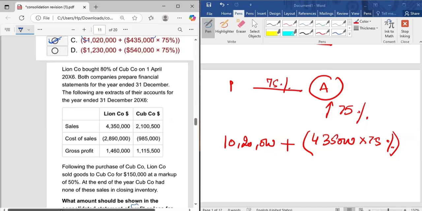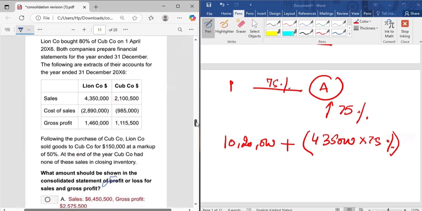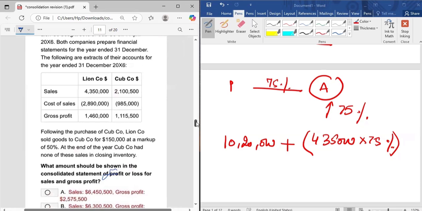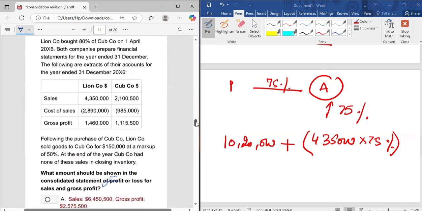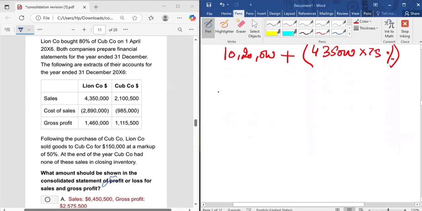Just a second. Lion Company bought 80% of Cup Company on 1 April 20x6. Okay, so Lion is the parent company and Cup is the subsidiary company. And it is done on 1st April 20x6. Both companies prepare financial statements for the year ended 31 December. So this is a mid-year acquisition, okay?